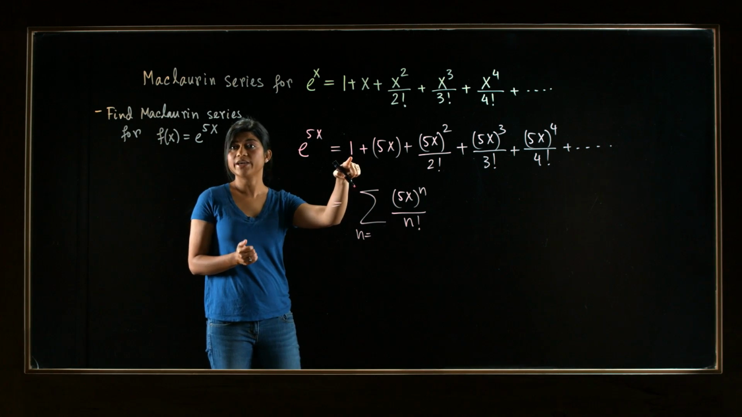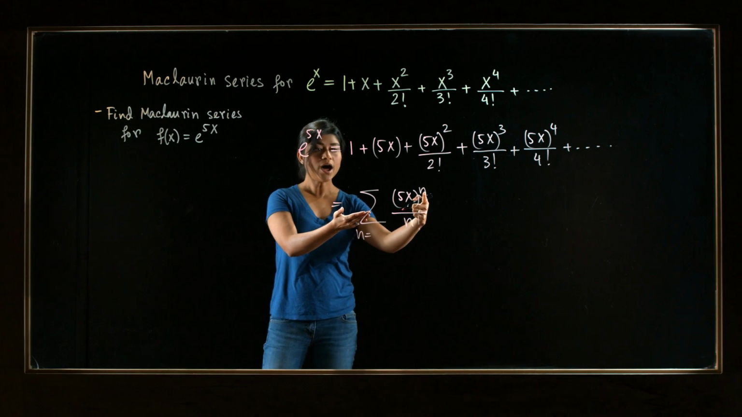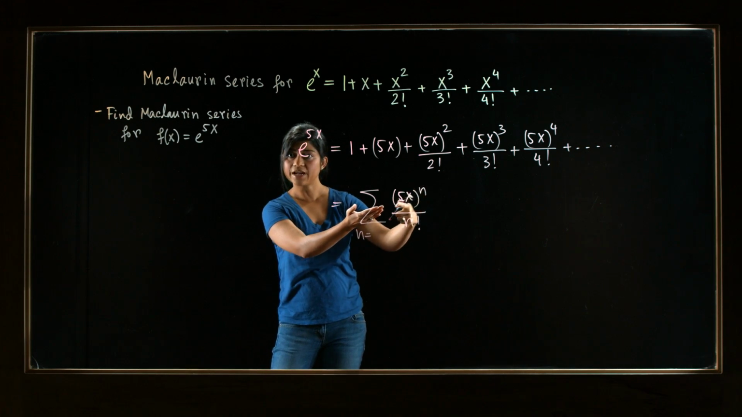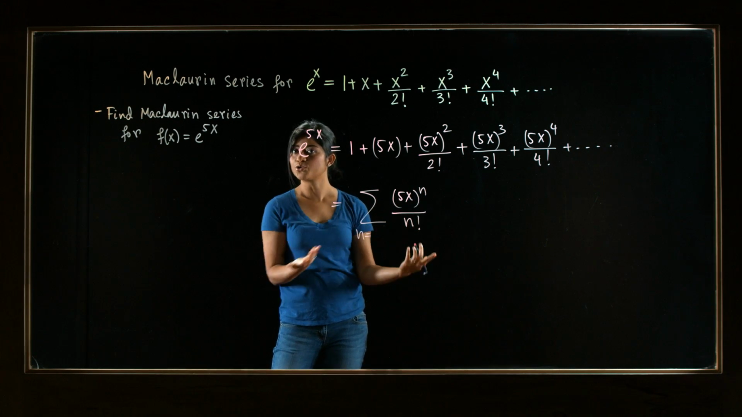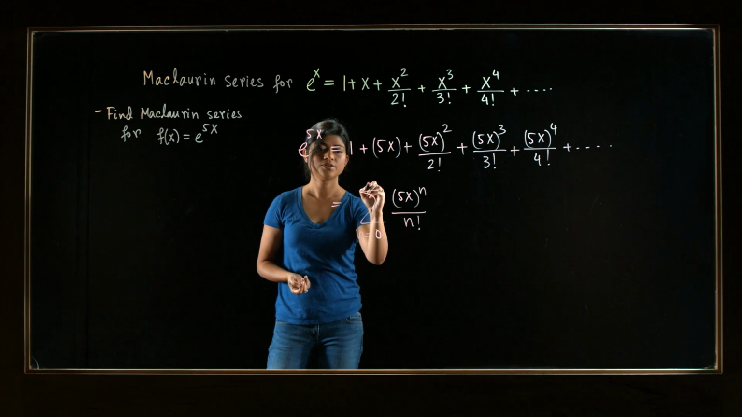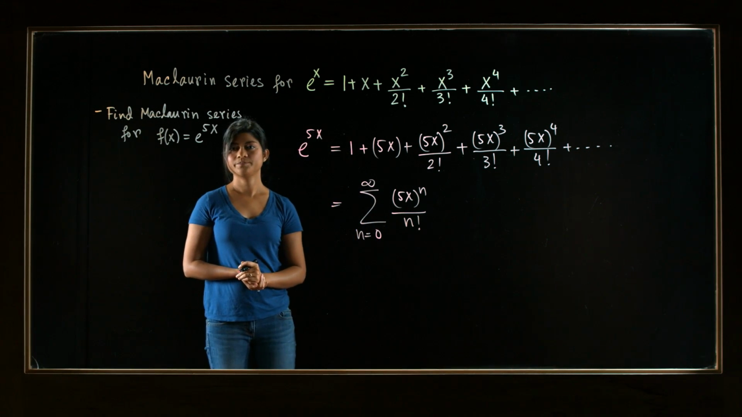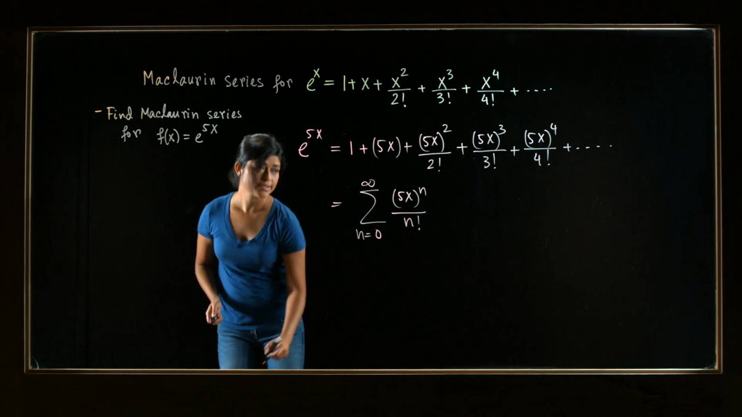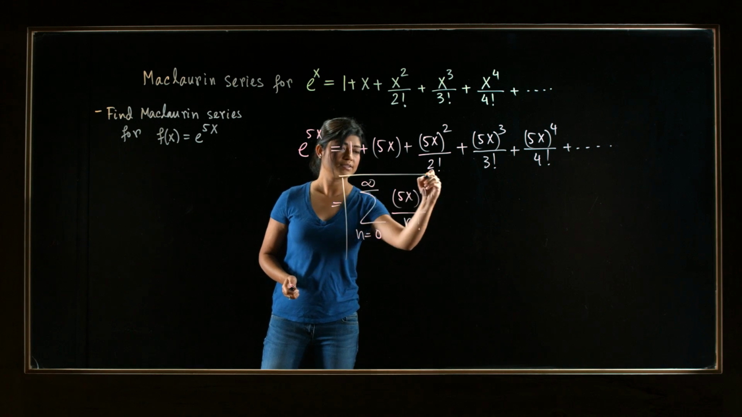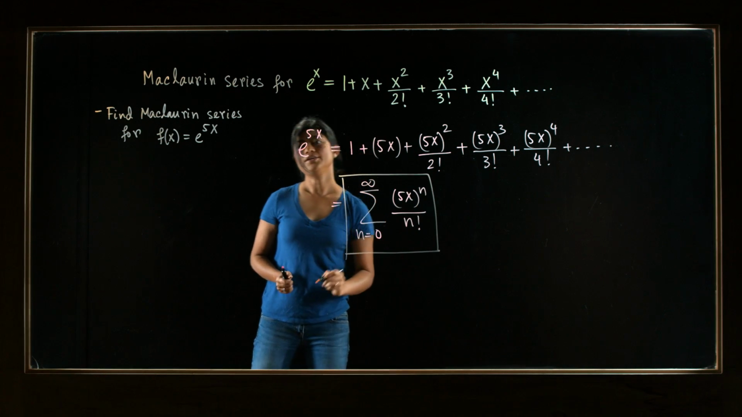And n starting from which value? See, the first term we have to get is 1, and we can get 1 if n is 0, right? 5x to the 0 is 1, 0 factorial is 1. So, you start at 0 and go up to infinity. So, this is the Maclaurin series for e to the 5x.